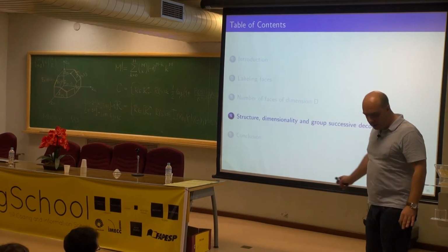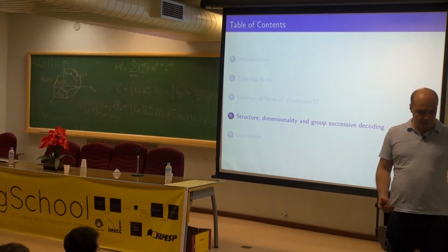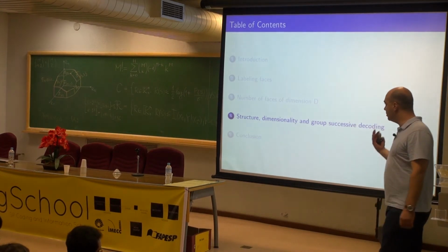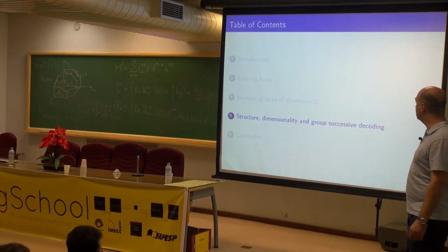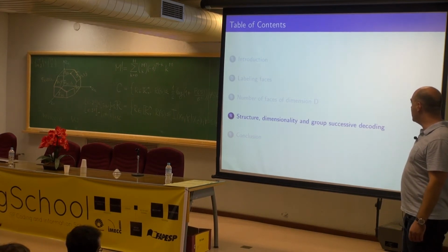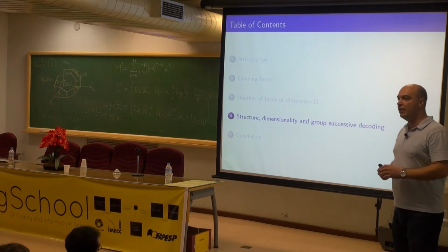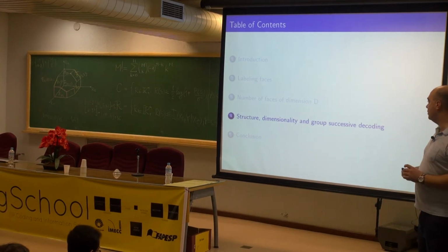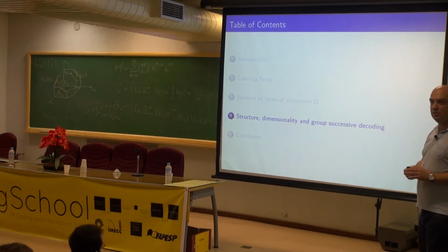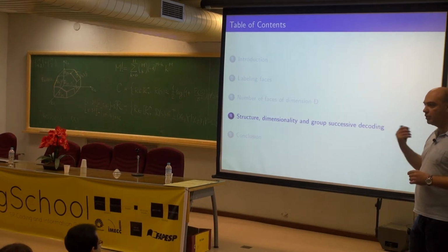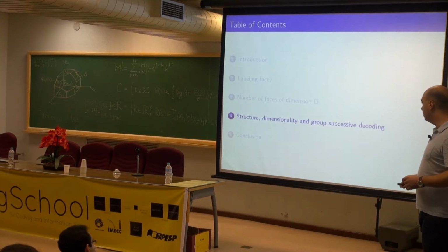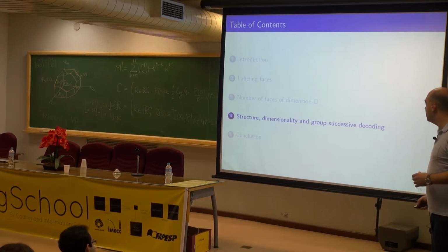Okay, now up until now we talked about the structure, just counting these faces, characterizing, showing why they intersect, and now we want to add a bit of flavor. How is this related to successive decoding, which I call group successive decoding, because you don't necessarily need to decode user by user, but you can decode groups of users and then decode them jointly, or again successively.